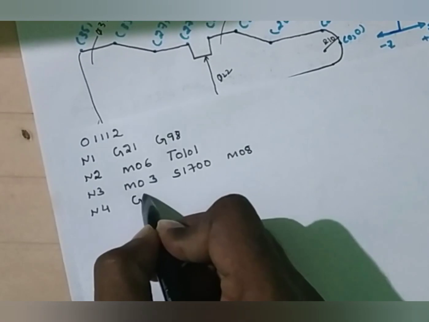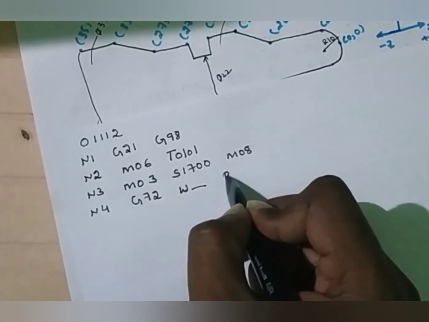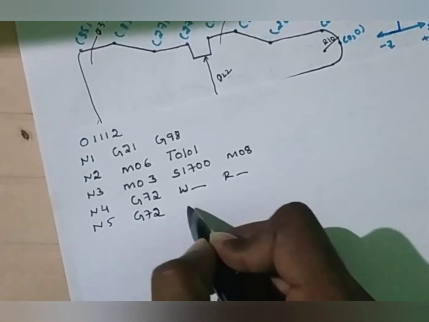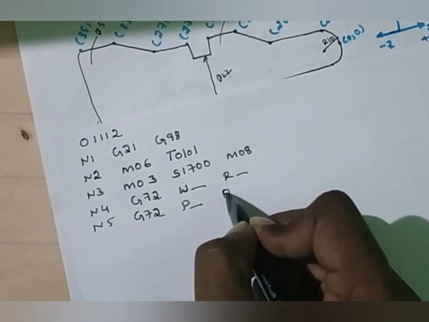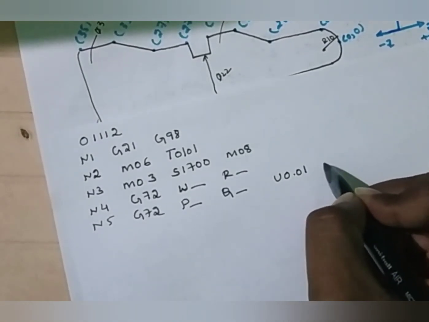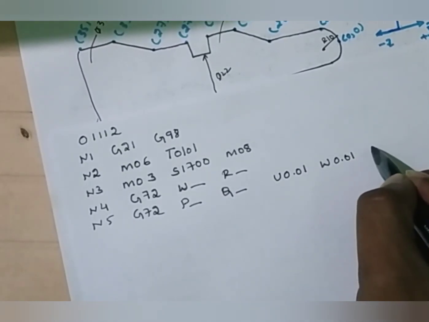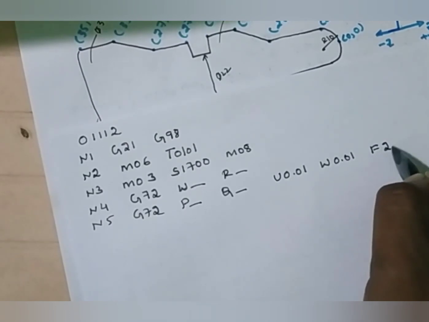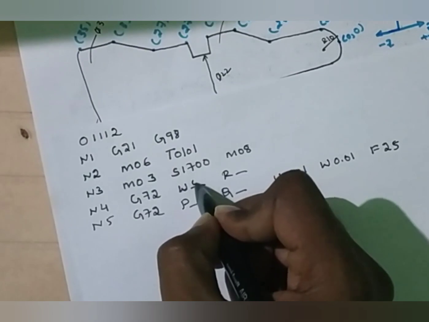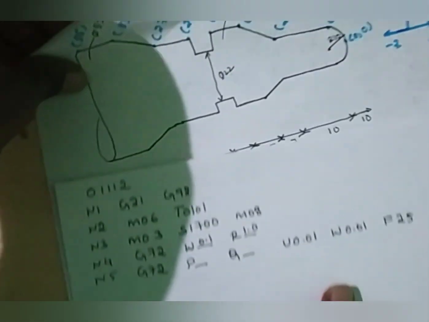The syntax of facing is G72 W and R value. N5 G72 facing cycle, P value is the starting block, Q value is the ending block, U is the finishing allowance in X axis, let it be 0.01 mm, W is the finishing allowance in Z axis, let it be 0.01, and F is the feed rate, let it be 25. And here I'm going to assume W depth of cut as 0.1 mm, and the retract value let it be 1 mm. Okay, now we can see the billet here.